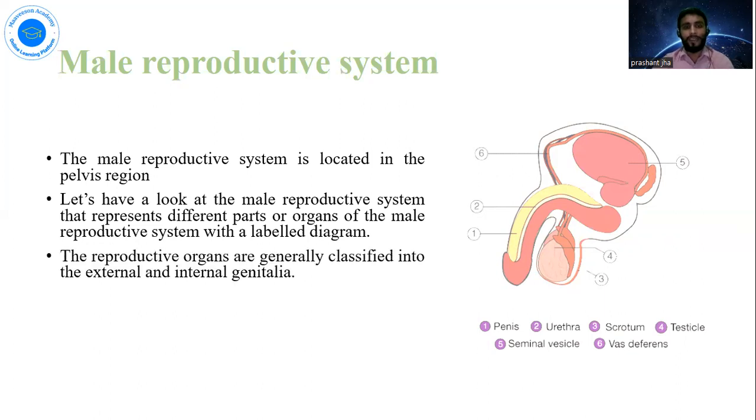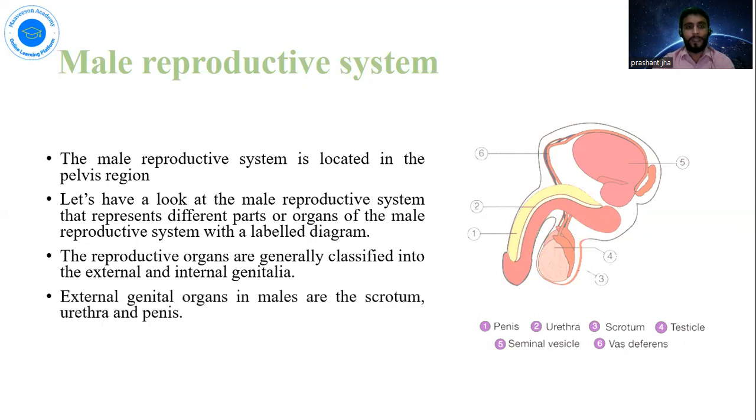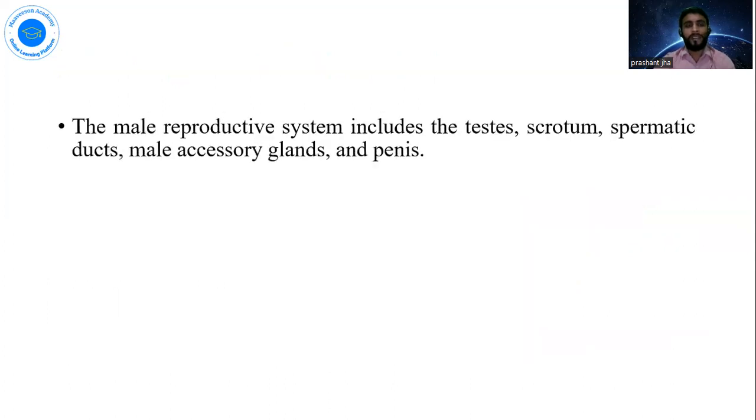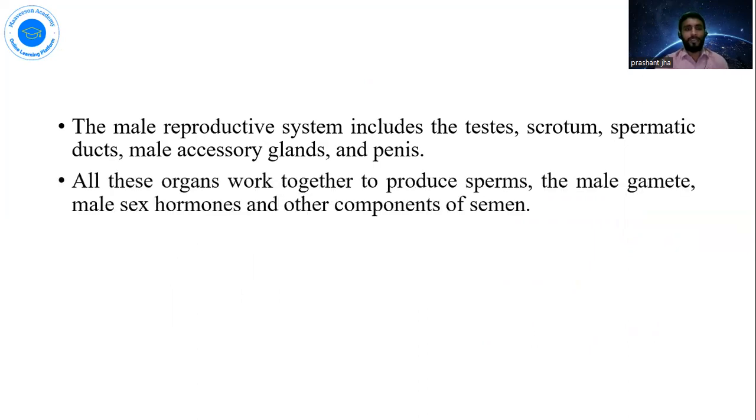The reproductive organs are generally classified into external and internal organs or genitalia. External genital organs in males are the scrotum, urethra, and penis. The remaining sex organs constitute the internal genitalia. The male reproductive system includes the testis, scrotum, spermatic duct, male accessory glands, and penis. All these organs work together to produce sperms, the male gamete, and hormones.